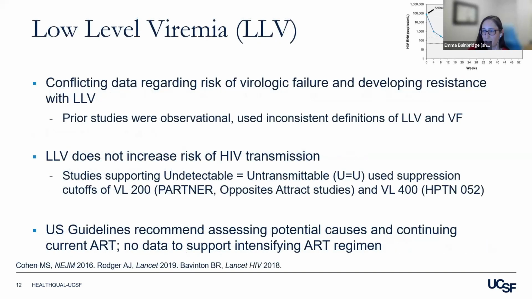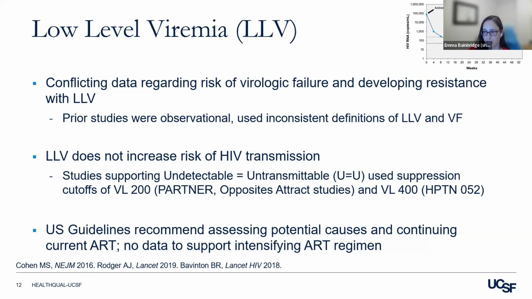And then in terms of the actual significance of patients having low-level viremia, this is a challenging question. There's a lot of conflicting data around risk of virologic failure and developing resistance. There are some studies that suggest low-level viremia is very concerning, and then there are other studies where that doesn't really pan out. I will say that many of the studies are observational cohort studies, and they tend to be older studies, and they use very inconsistent definitions of low-level viremia and virologic failure.